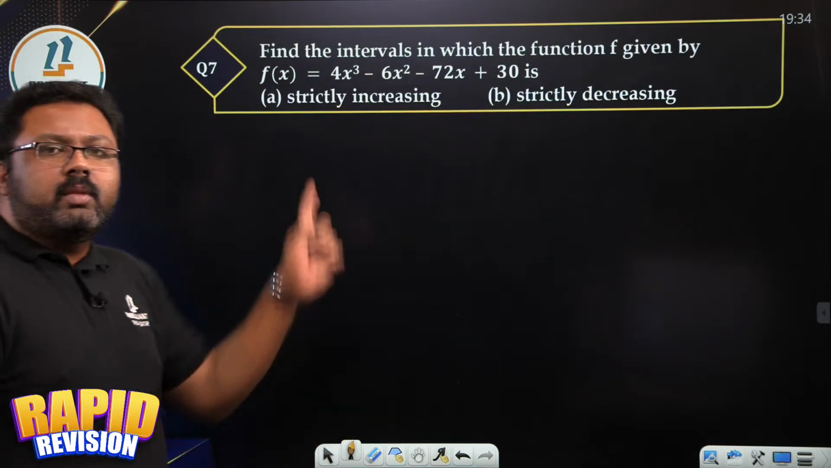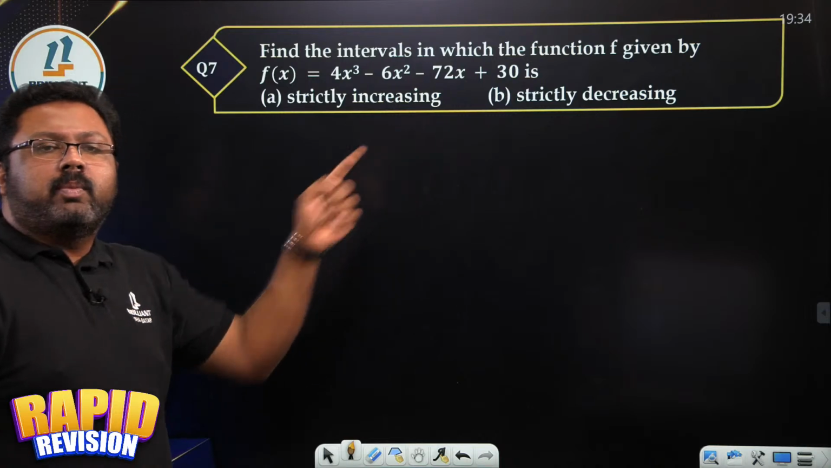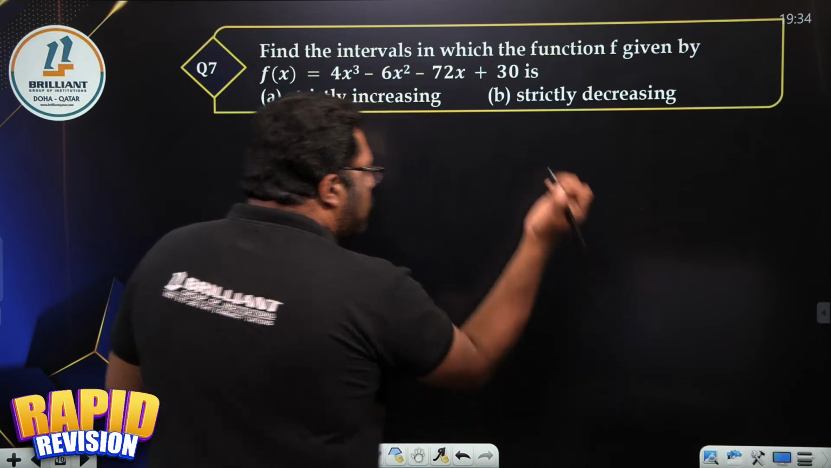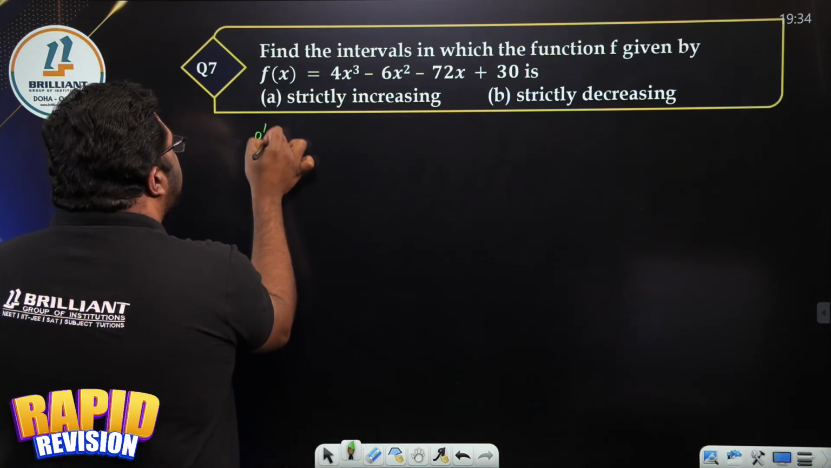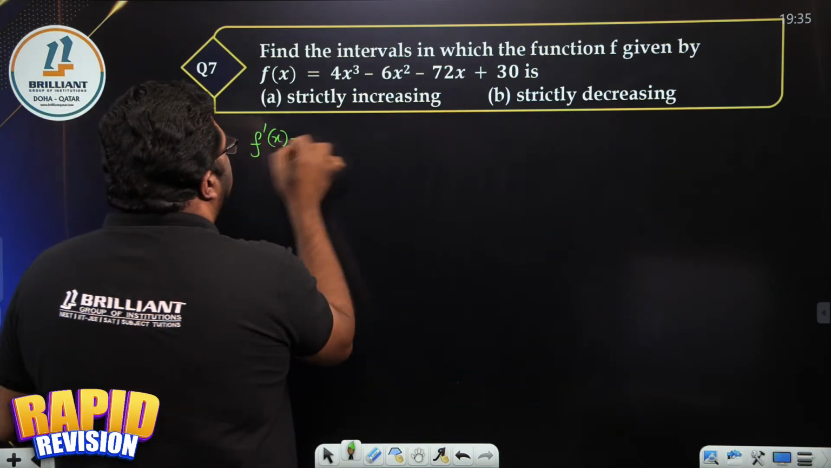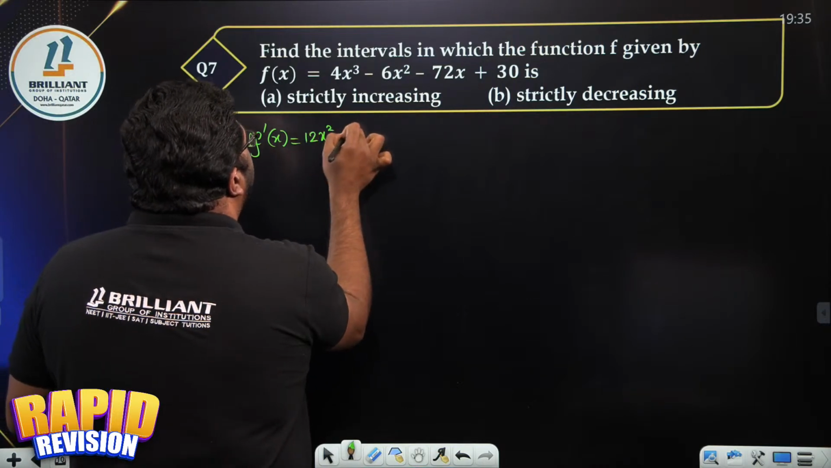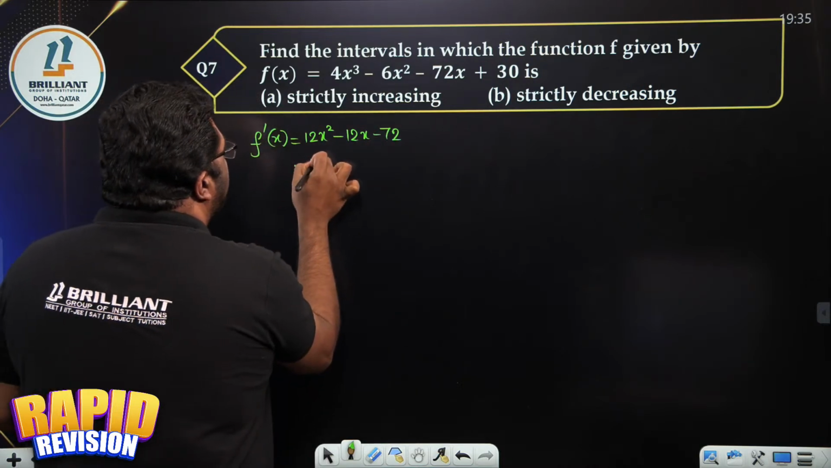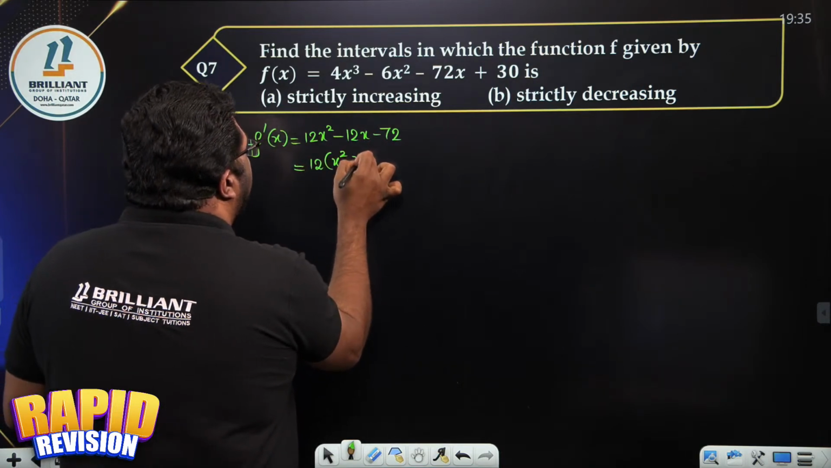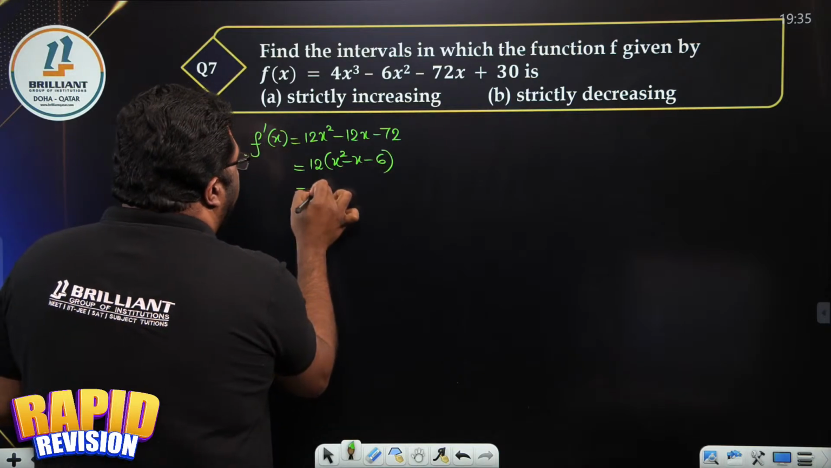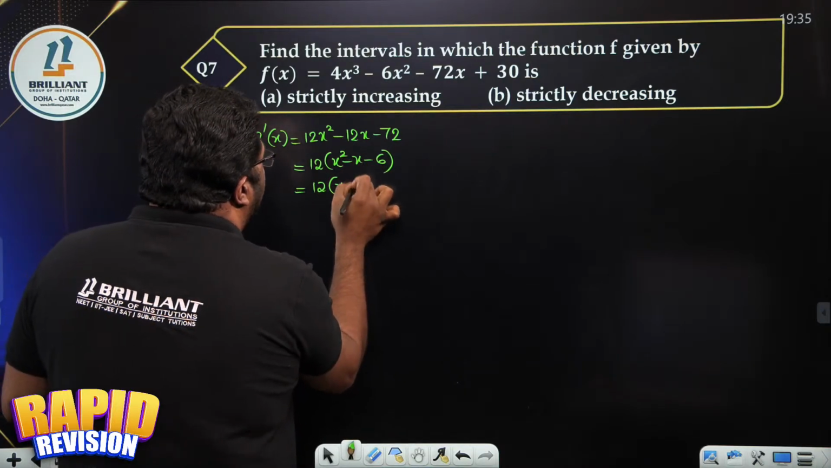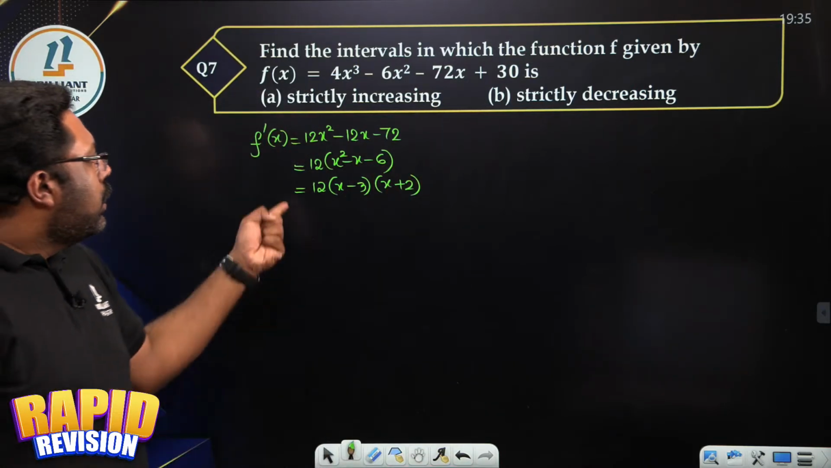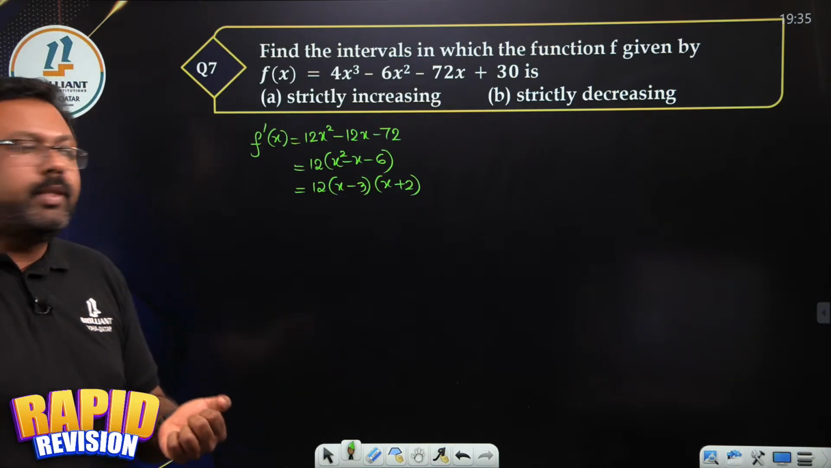Question 7. This is what I've been saying. Find the intervals where it is strictly increasing and strictly decreasing. Question is very clear. The function is given. So straight away f dash of x is 12x squared minus 12x minus 72. Take 12 common out. x squared minus x minus 6. Factorize the quadratic equation. x minus 3 into x plus 2. Factorized form of the quadratic equation.